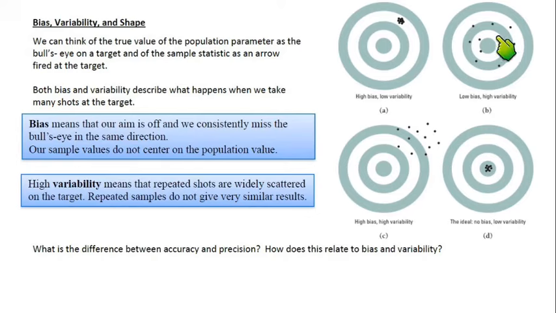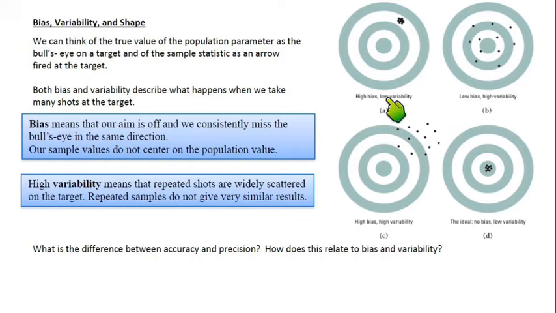So we've got four possible scenarios here. Bias, in this case, with our targets, means that our aim is off and we consistently miss the bullseye in the same direction. Our sample values do not center on the population value, which in this case would be the bullseye. And then high variability would mean that repeated shots are widely scattered. So repeated samples do not give very similar results. They're kind of all over the place.